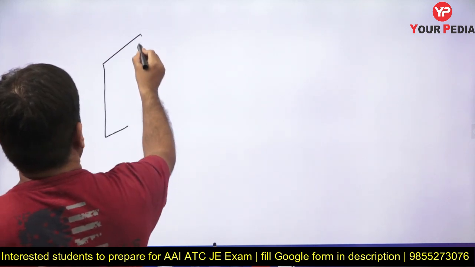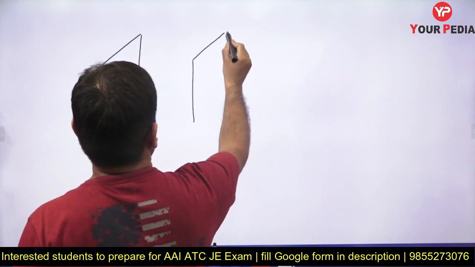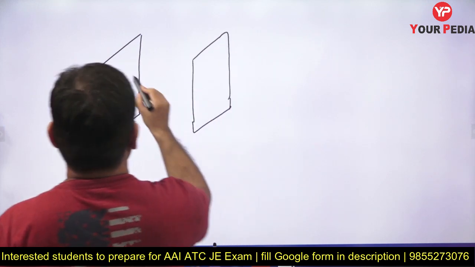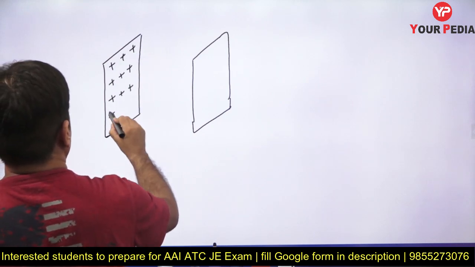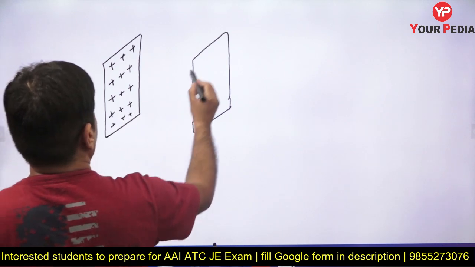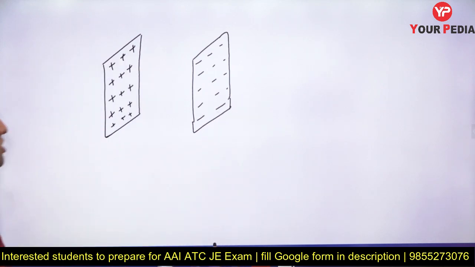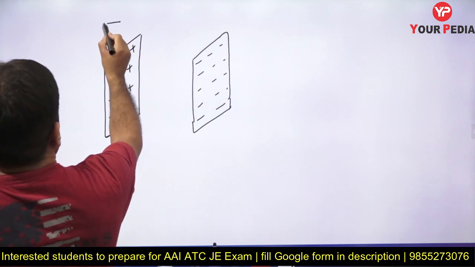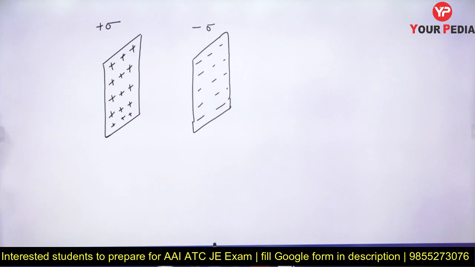I give you 2 sheets. This is one sheet and this is another sheet, let us say, and these 2 sheets are subjected to uniform charge distribution, but the only thing is one is having positive charge, another is having negative charge. Let us say this is sigma positive, this is negative sigma.